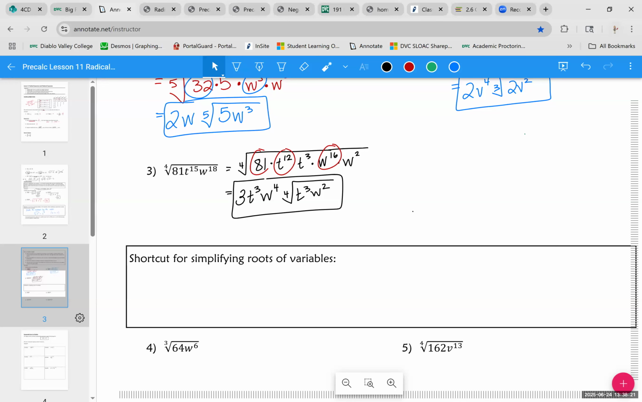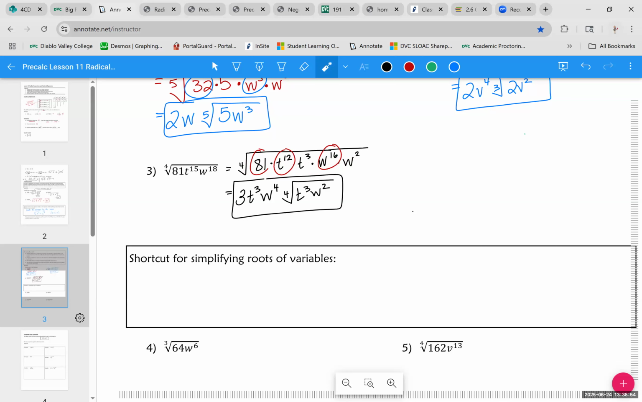But you might have noticed that we can apply the shortcut we used, which is if I divide the 15 by the 4, I get 3, right? 15 divided by 4 is 3 with a remainder of 3. And so 3 comes out and 3 stays in. 4 goes into 18 4 times with a remainder of 2. 4 comes out, 2 stays in. So you could use that as a shortcut instead of actually rewriting every time.